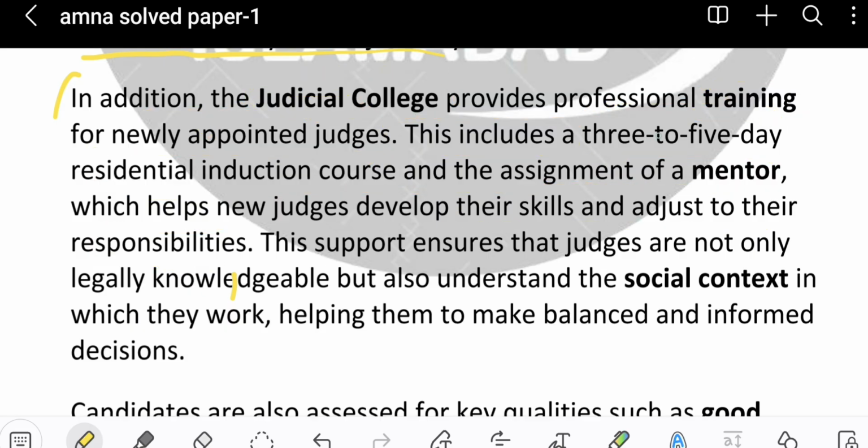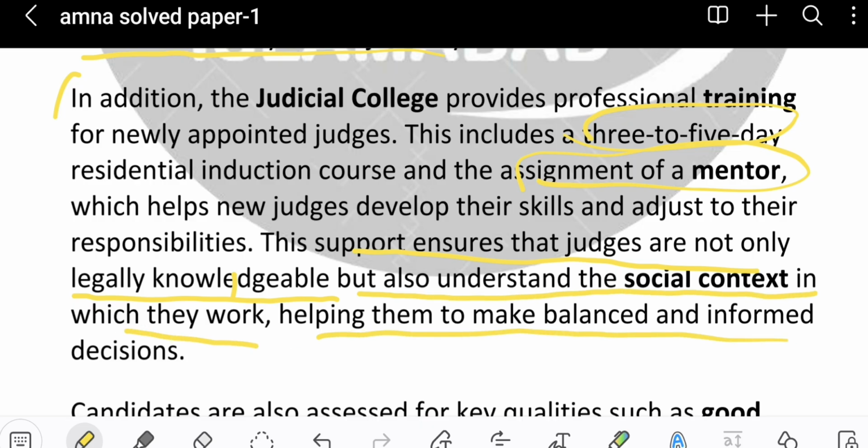And then while they are understanding their course, they are also assigned a senior judge to help them understand their career, because the senior judge will guide them about how to perform their duties. This supports them in developing their skills and making them more responsible while making their decisions. This ensures that judges are not only legally knowledgeable but also understand the social context in which they work, helping them to make balanced and informed decisions.